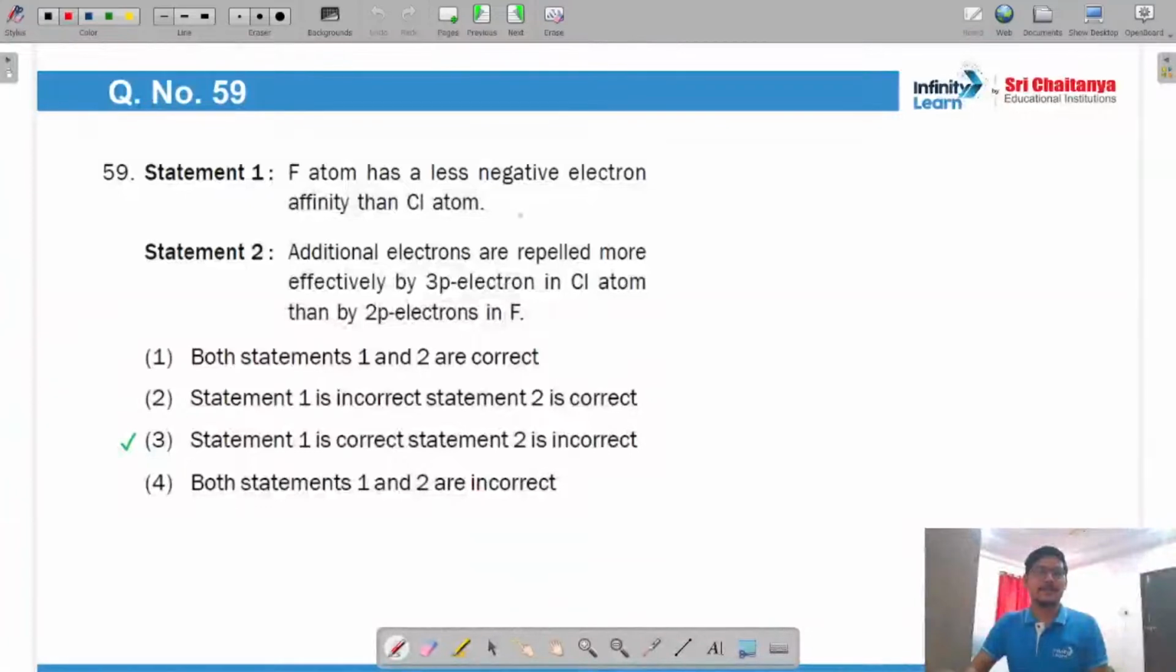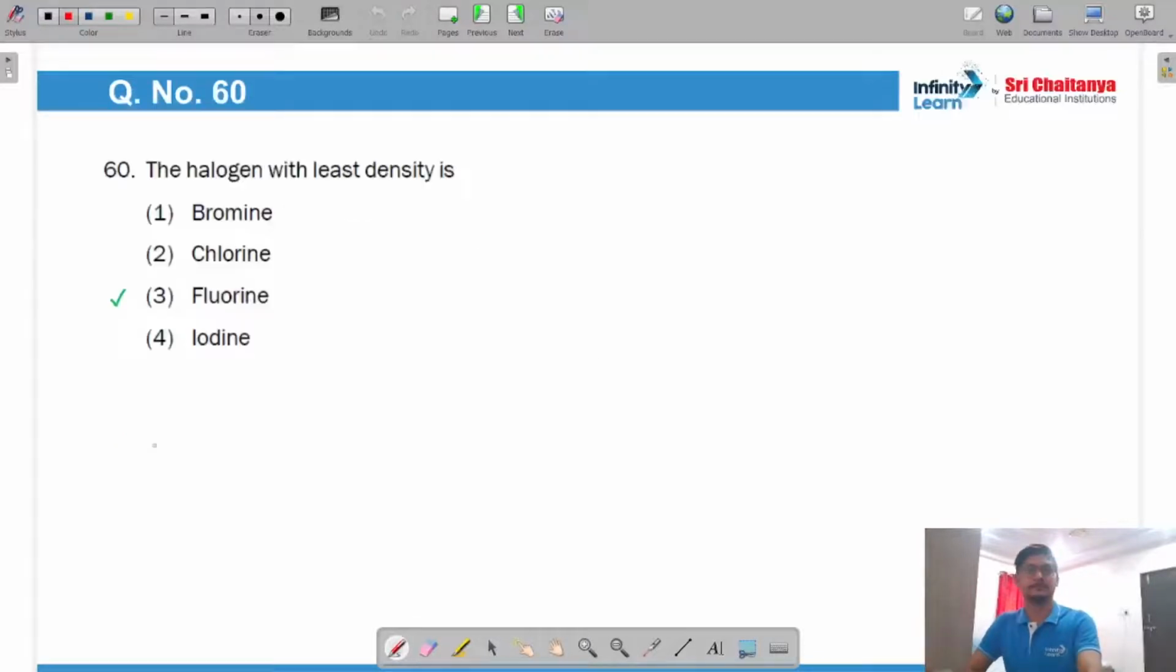Fluorine atom has a less negative electron affinity than chlorine atom. Yes, because of electron repulsions. The additional electron is repelled more effectively by the 3p electrons in the chlorine atom than by the 2p electrons. This is incorrect, because of the smaller size, electron repulsions are more significant in fluorine, right? So statement 1 is correct, but 2 is not. So this is the correct answer.